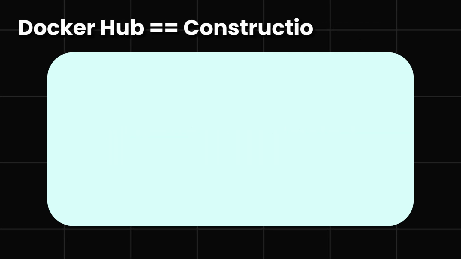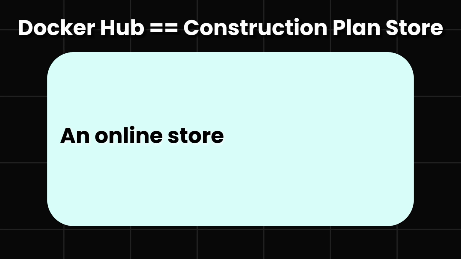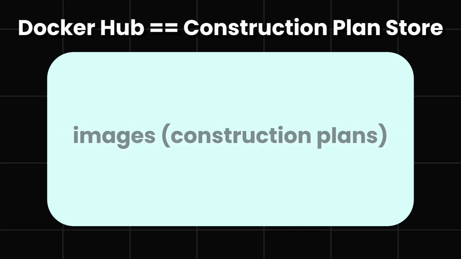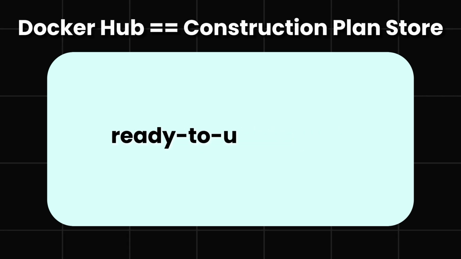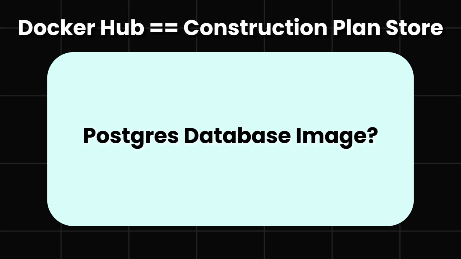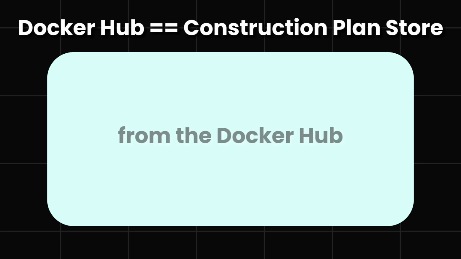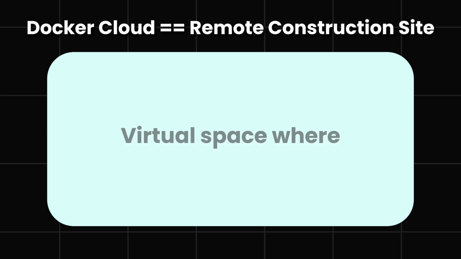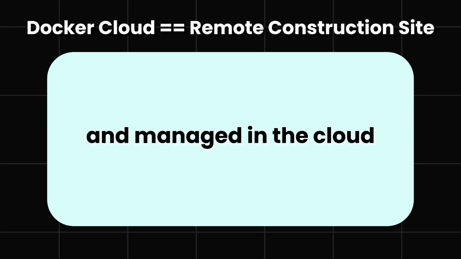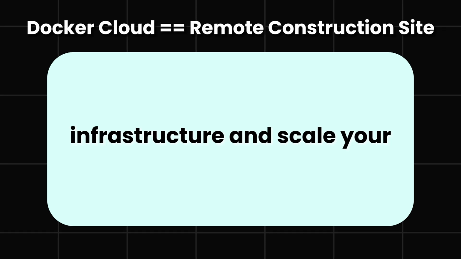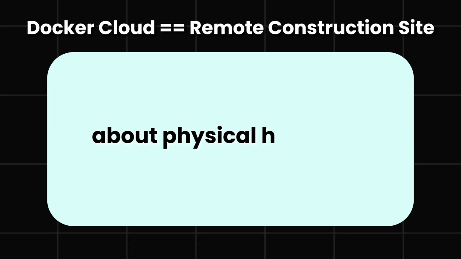Then we have the Docker Hub, which is like the construction plan store. The Docker Hub is like an online store where pre-built images, the construction plans, are available. Developers can pull ready-to-use images or upload their own, making it easier to share and reuse images globally. Need a Postgres image, you can just pull it from the Docker Hub. Docker Cloud is like a remote construction site. Docker Cloud is the virtual space where containers are deployed and managed in the cloud. It's like setting up construction sites remotely, where you can manage your infrastructure and scale your application without worrying about physical hardware.